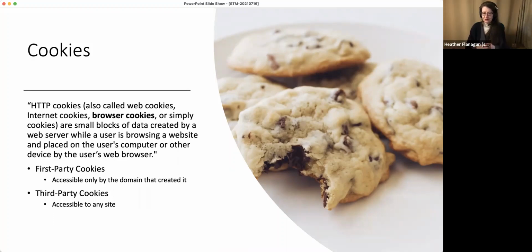First-party cookies are only accessible by the domain that created it. Those are not under any particular threat. Third-party cookies are cookies, pieces of data that are accessible to any site whatsoever, any domain. And those are the problem.